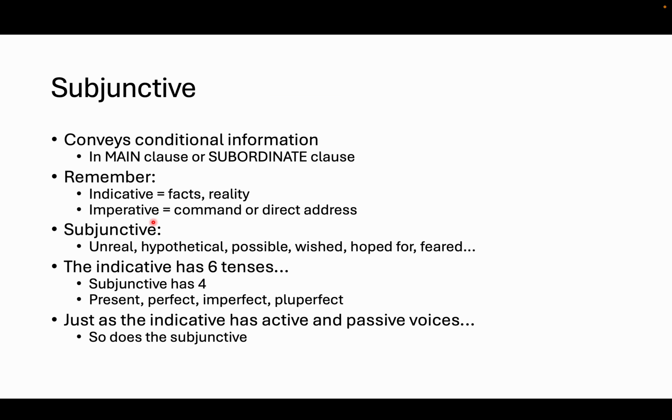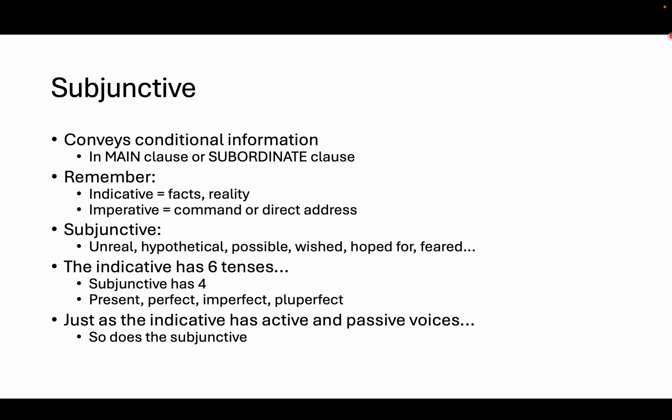Okay, now we get to the subjunctive. Tricky for English people. Now the subjunctive will convey conditional information, and it'll do it in either a main clause or a subordinate clause. Now remember, the indicative mood talks about facts and reality. Imperative mood is a command, and then the subjunctive is giving us possibilities, things we wish for, things we're afraid of, things that might or might not happen, etc.